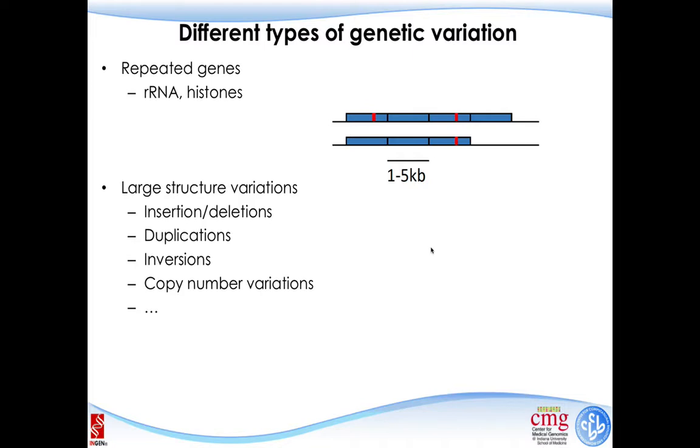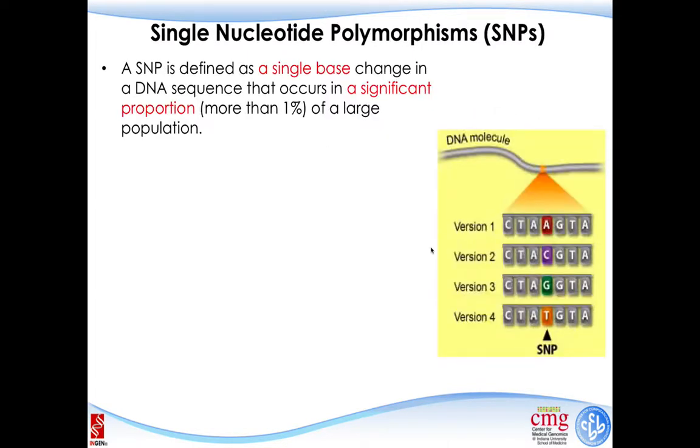And there's duplications, and some of the parts will occur multiple times. And there's inversions, copy number variations. So all those are being defined as structure variations. So we will spend a few part of one lecture talking about the algorithms to identify the structure variations using the next generation sequencing data.